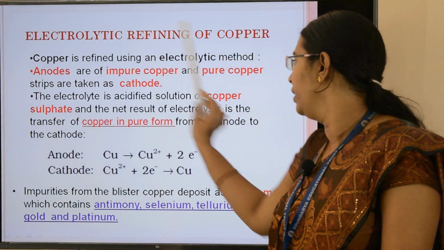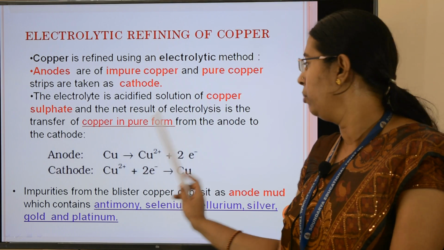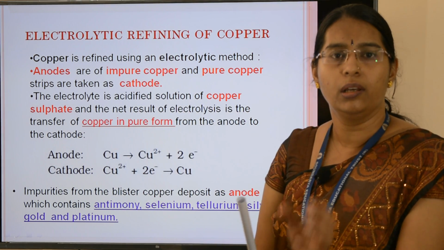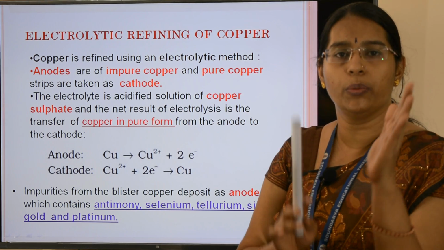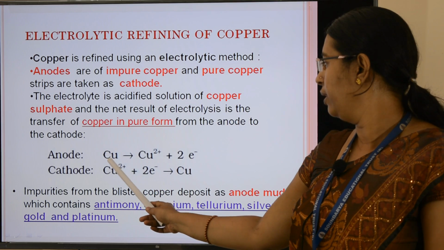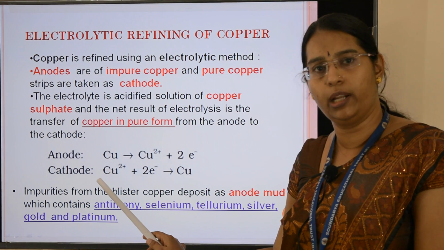And the net reaction is that the copper in the pure form moves from the anode and deposits on the cathode. So the reaction we can see here, at the anode again oxidation reaction takes place.